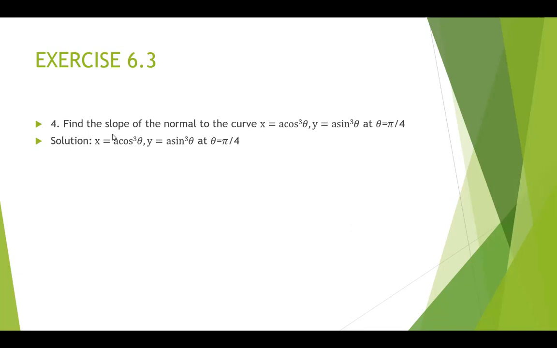I took one example on the parametric form. Find the slope of the normal to the curve. x is a cos cube theta, y is a sin cube theta. Here theta is a parameter. x and y both depend upon theta. At theta equal to pi by 4 we have to find it out.